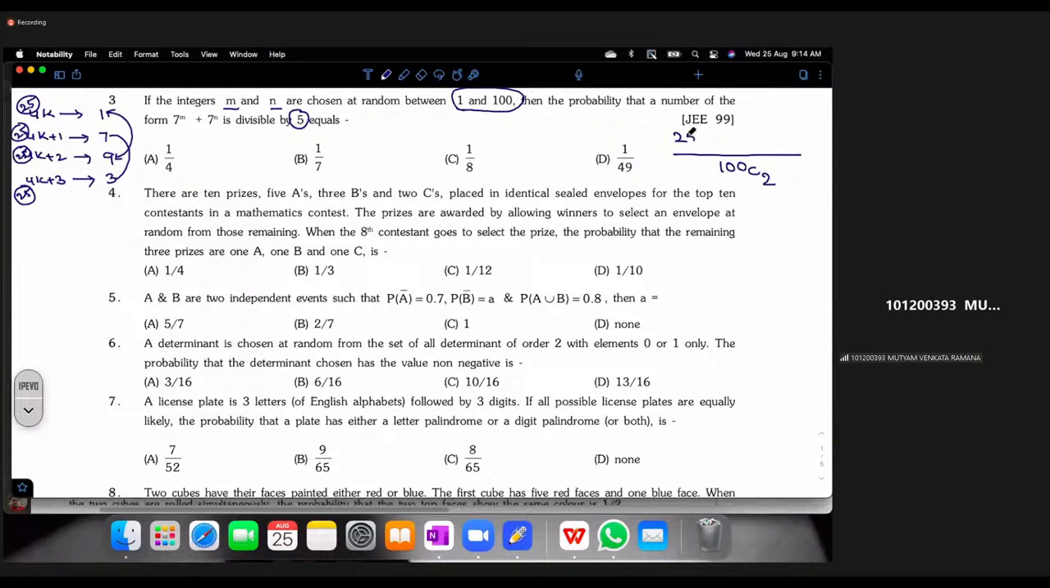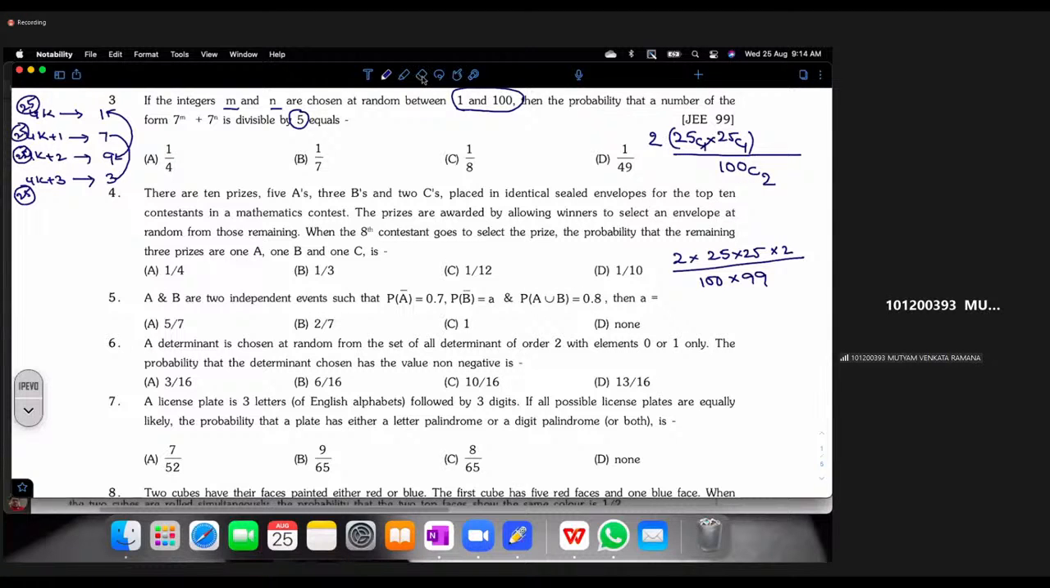Now 25 C1 into 25 C1, or this into this. So this is equal to 2 into 25 into 25 into 2 by 100 into 99. Okay. If we take this, will you be getting nearly any answer? Is there any term missing? We need to check it out.